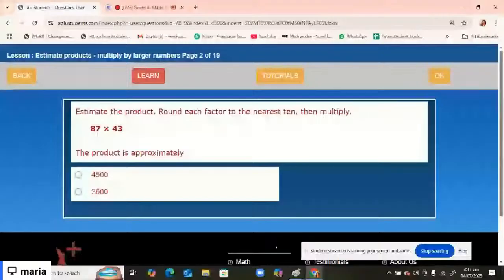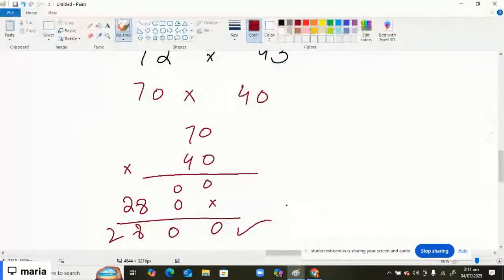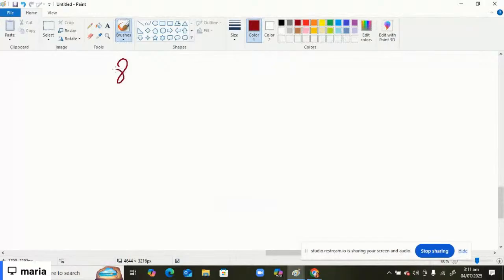Estimate the product, round each factor to the nearest 10 and then multiply. 87 times 43. So here is 87 times 43. Now first of all, you check, this is 7 and that is 5 or more, so 8 can be changed into 9 and this should be 0. Rounding up, we are adding 1 to the first digit. Times, this is 3 here, so this is less than 5, so this 4 stays the same and the remaining should be 0. This is another method to understand it.